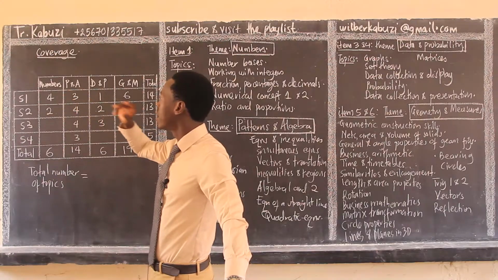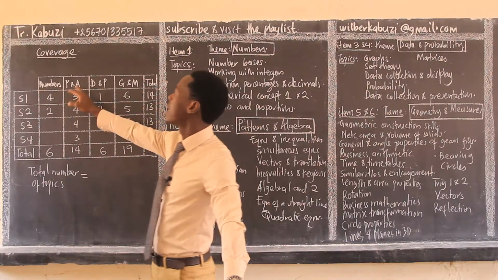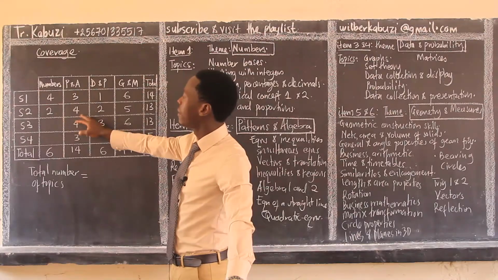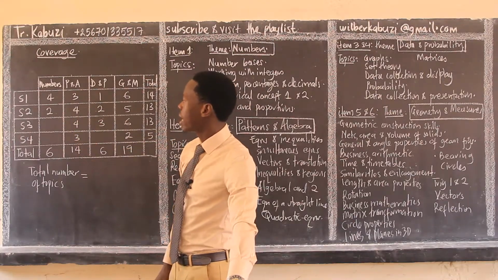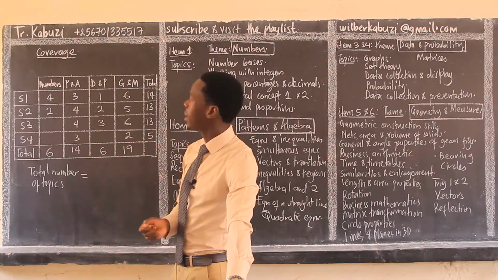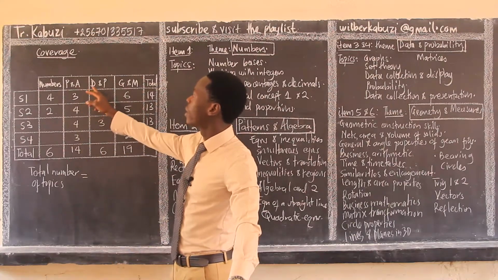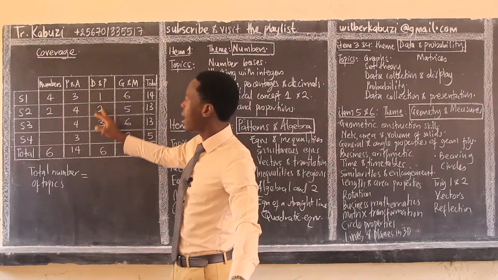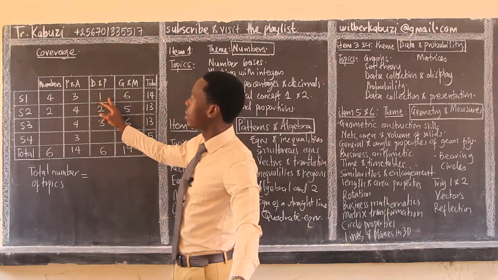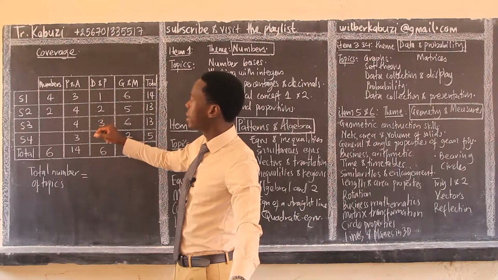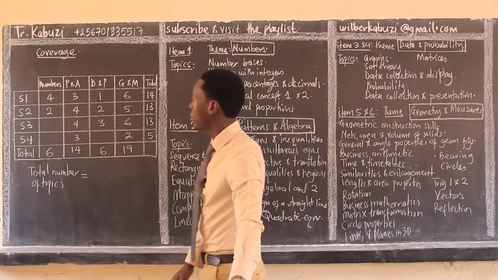Then patterns and algebra, they are 3, 4, 4, 4, 3. So the total number of topics in patterns and algebra is 14. Then when you come to data and probability, they are 6. There is 1 in Senior 1, 2 in Senior 2, and 3 in Senior 3, making a total of 6.